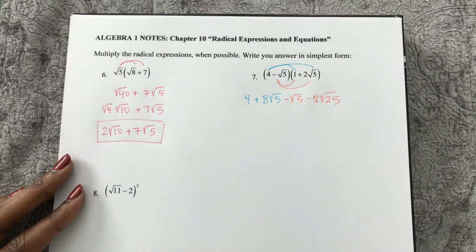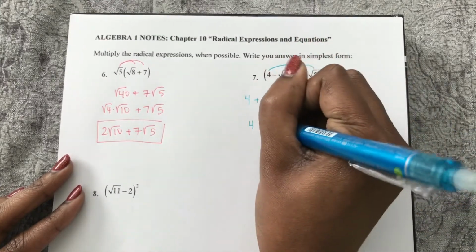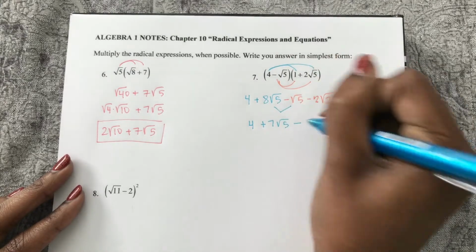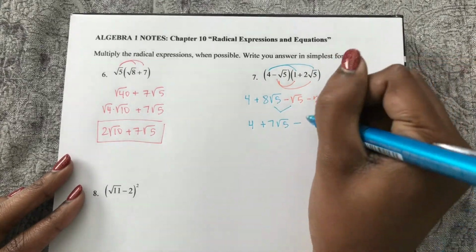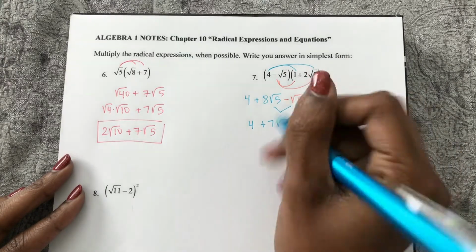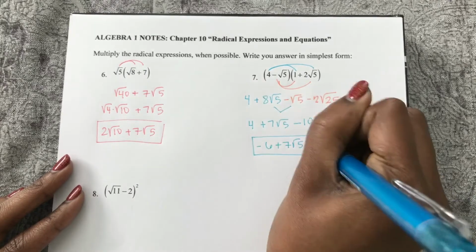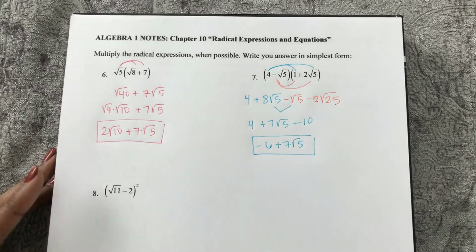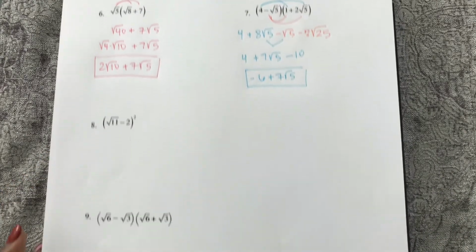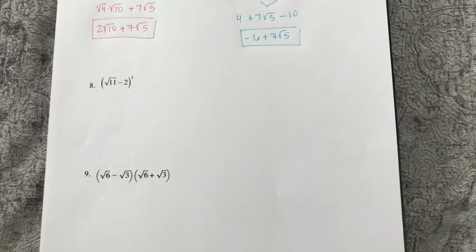So let's see what happens here. These combine, so I have 4 plus 7 square root 5 minus 2 times 5, which is 10. And so 4 minus 10 is negative 6 plus 7 square root 5. Cannot simplify that anymore.